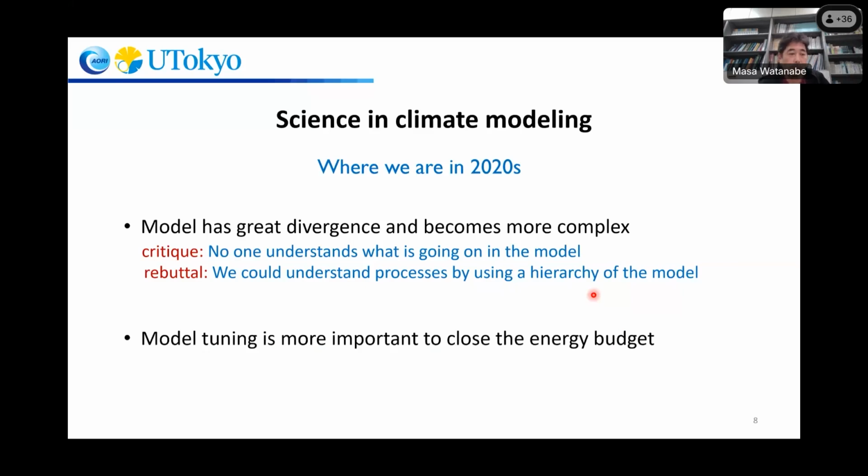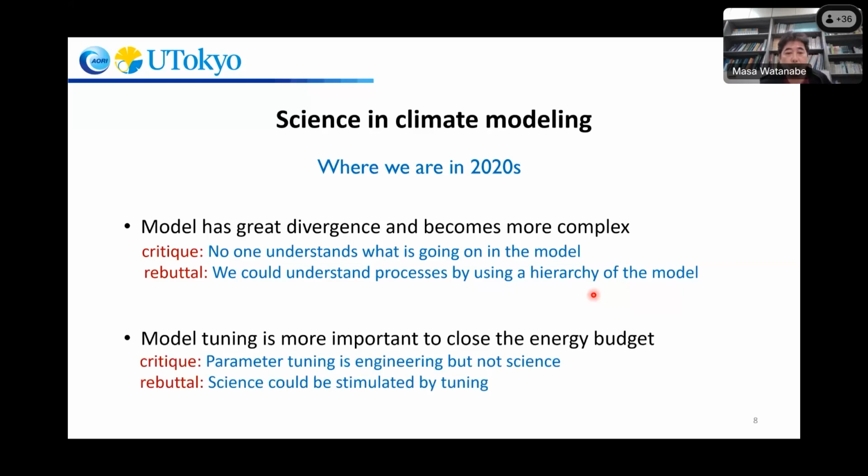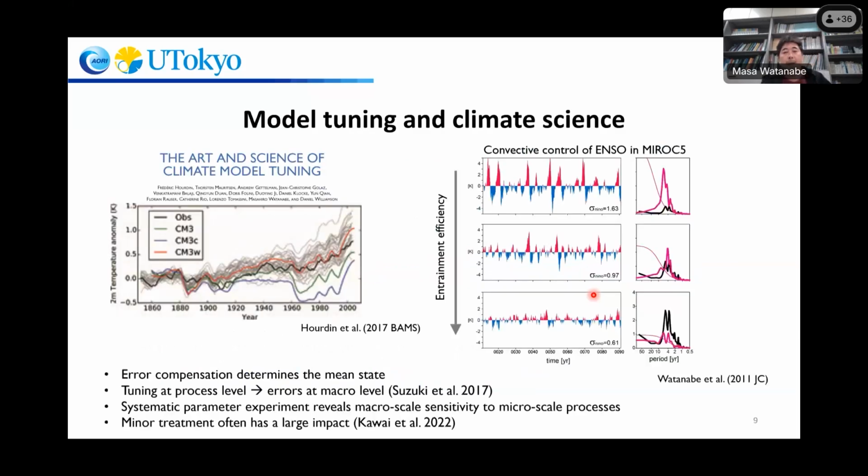Another thing I would emphasize is model tuning, which is important to close the energy budget, especially in the coupled atmosphere-ocean system. And the critique of model tuning has been repeatedly voiced because the tuning looks like engineering, but not science. And I would say no. Science could be stimulated by model tuning. And I remember about a decade ago, the model developers got together to have the workshop named the Climate Model Tuning Workshop.